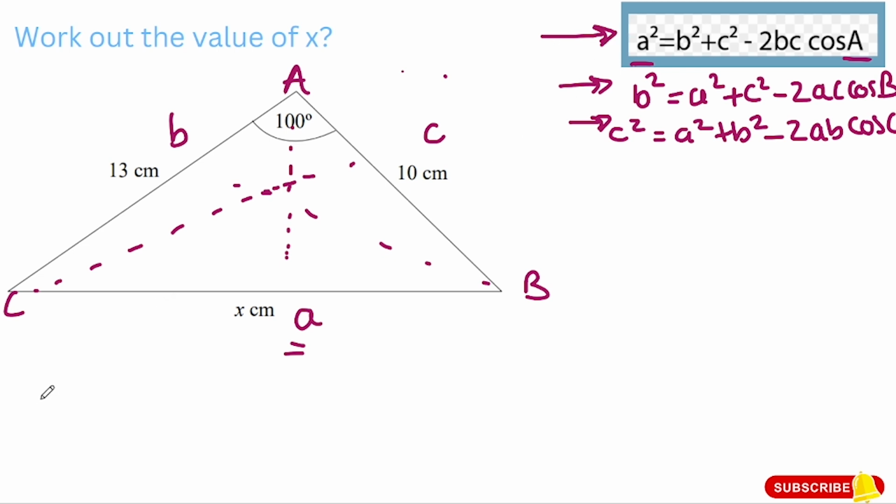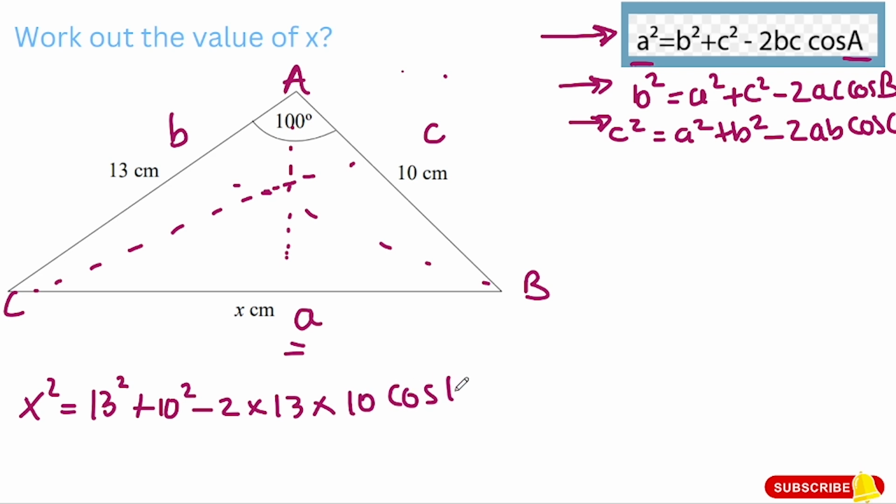So what does A represent? Well, in this case, A represents X. So I'm going to call it X squared. My B represents 13 squared. My C represents 10 squared. My 2 times B, which is 13, times C, which is 10, cos 100. Okay, so remember there's an invisible times over here. So I've got X squared. If I place all of this in my calculator, I should get the value of 314.1485. Now, that doesn't give us X, it gives us X squared.